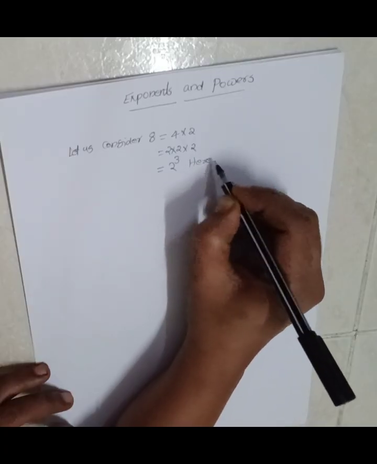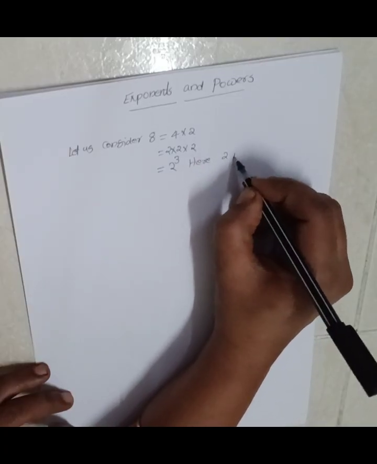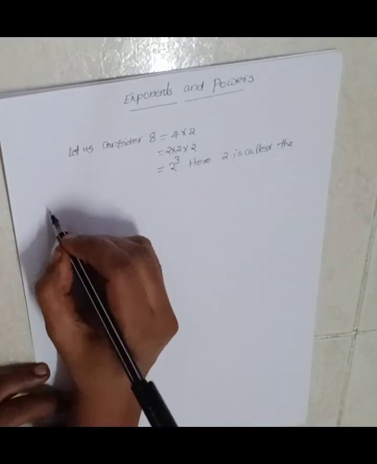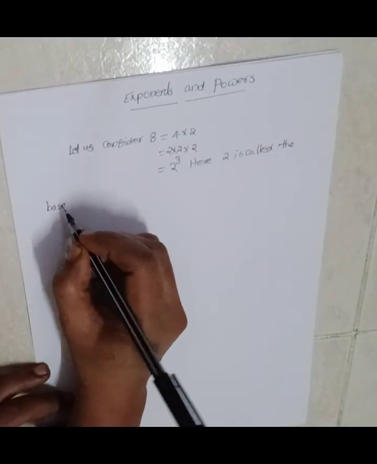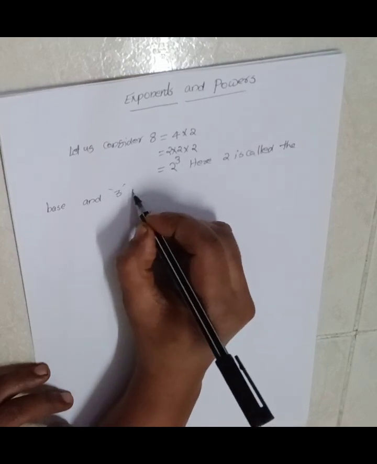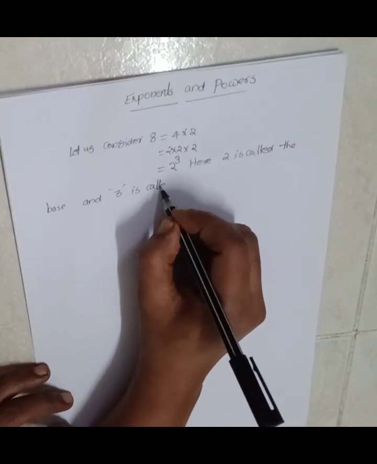Here 2 is called the base and 3 is called the exponent.